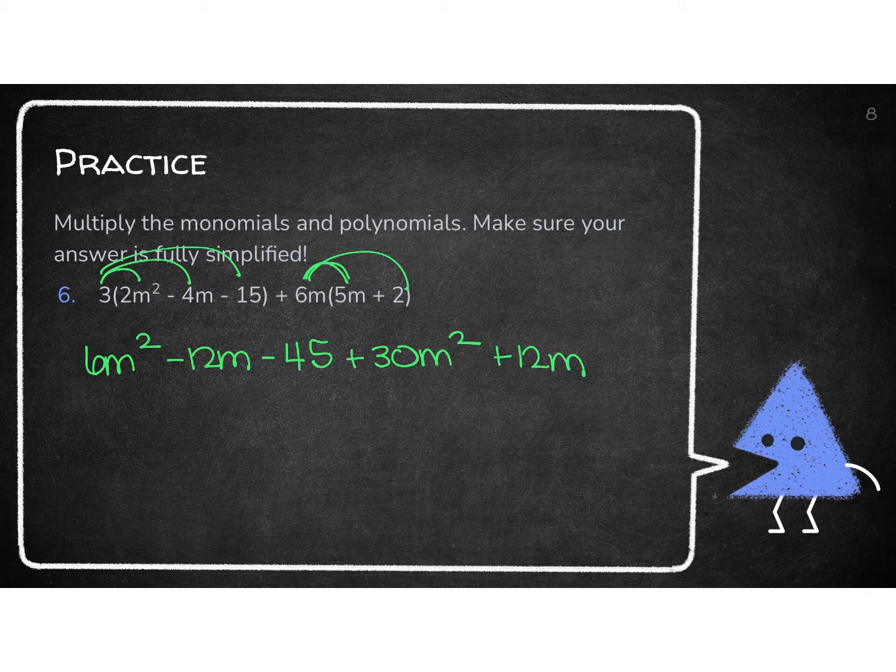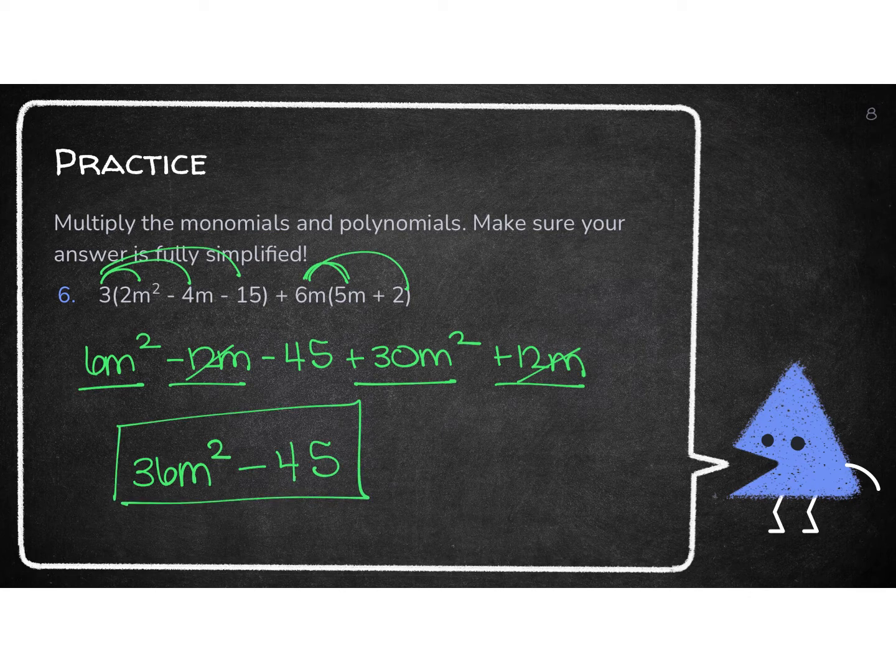So now we're going to combine our like terms. I'm going to go with my m squareds first. So I have 6m squared and 30m squared. So I'm going to get 36m squared. I have a negative 12m and a positive 12m, so those cancel out. I could put plus 0m, but I don't need to. And then I have minus 45. Those are not like terms, so I can't put them together.